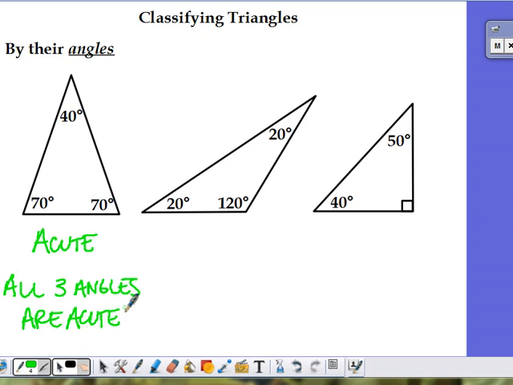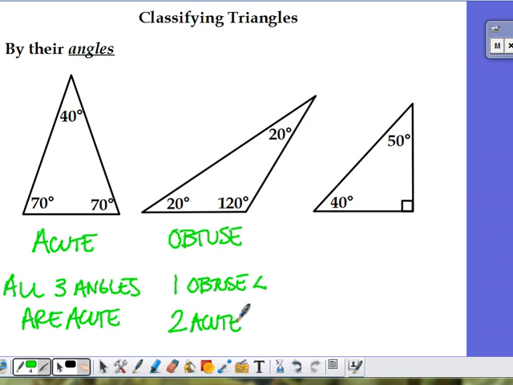The second type is if you have one angle that's obtuse, meaning bigger than 90, then that's an obtuse triangle. So in an obtuse triangle, you have one obtuse angle, but you still have two acute angles. If you see 20 and 20, those are still acute. So you're never going to have a triangle that has more than one obtuse angle. That's not possible. So only one is obtuse, the other two are acute.